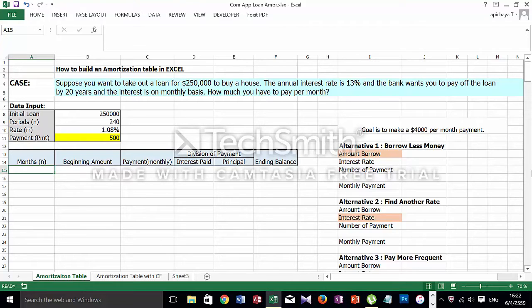So I will put down the data for the first period. The second column, which is beginning amount, will equal to the initial loan. For the payment, here is equal to B11. The interest paid is equal to the beginning amount multiplied by the interest rate. Now principal is equal to the payment subtract by interest paid. The principal is actually the payment that you already paid. However, in this case, we set the payment to be too low, but don't worry, we will use the Goal Seek to find the real payment.